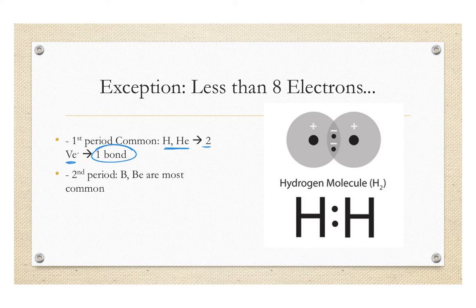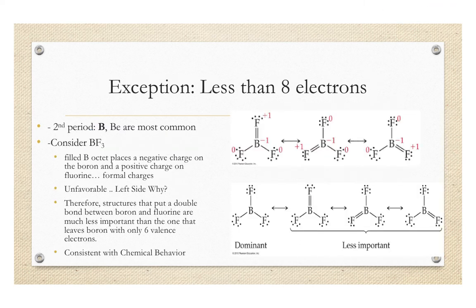In the second period, boron and beryllium are most commonly the ones that have less than 8 electrons because, again, once we get up there, we get 2s1, 2s2, and if we're dropping down electrons there, those are the ones that get dropped, and so we drop back down to a place where we only have 2 valence electrons. So let's consider boron for a second.